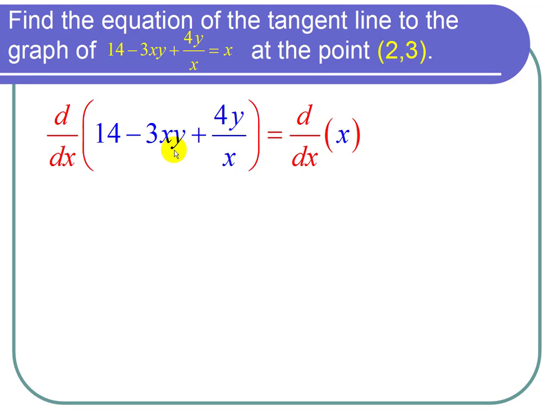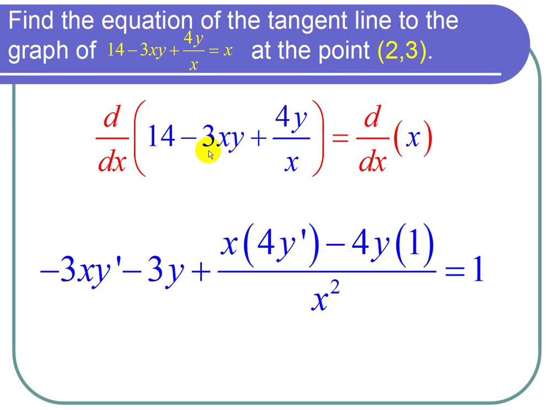The product rule says that I take the first, which is negative 3x, times the derivative of the second, which is the derivative of y, or y prime, and then plus the derivative of the first, the derivative of negative 3x is negative 3, times the second, which is y.